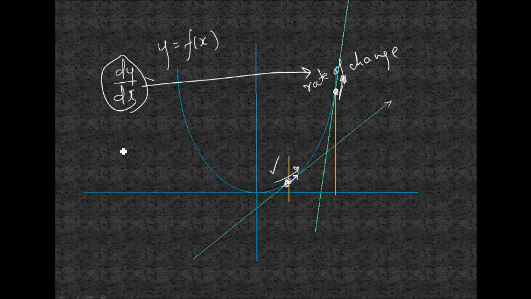So if you can model any concept, any aspect into a function, then if you find dy/dx, you are finding the rate of change. So that's as simple as that. So let's consider some questions.